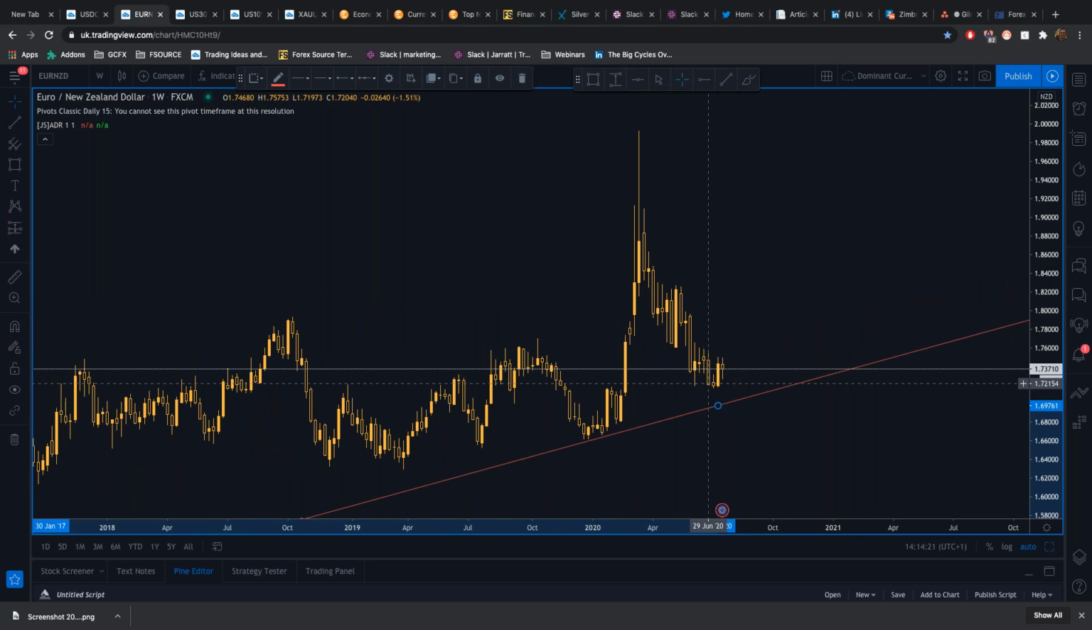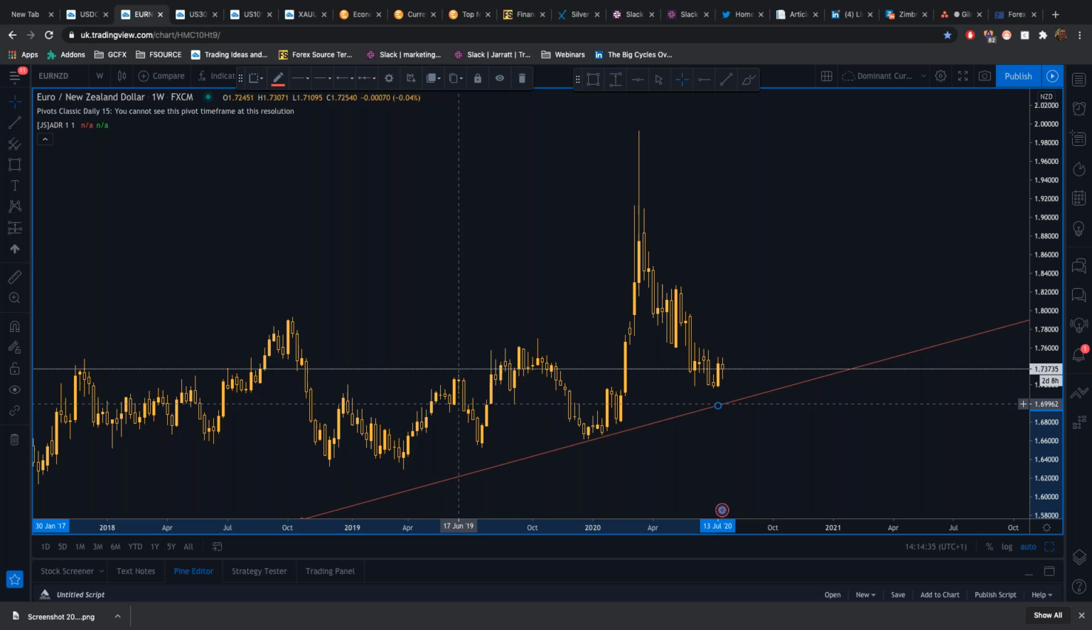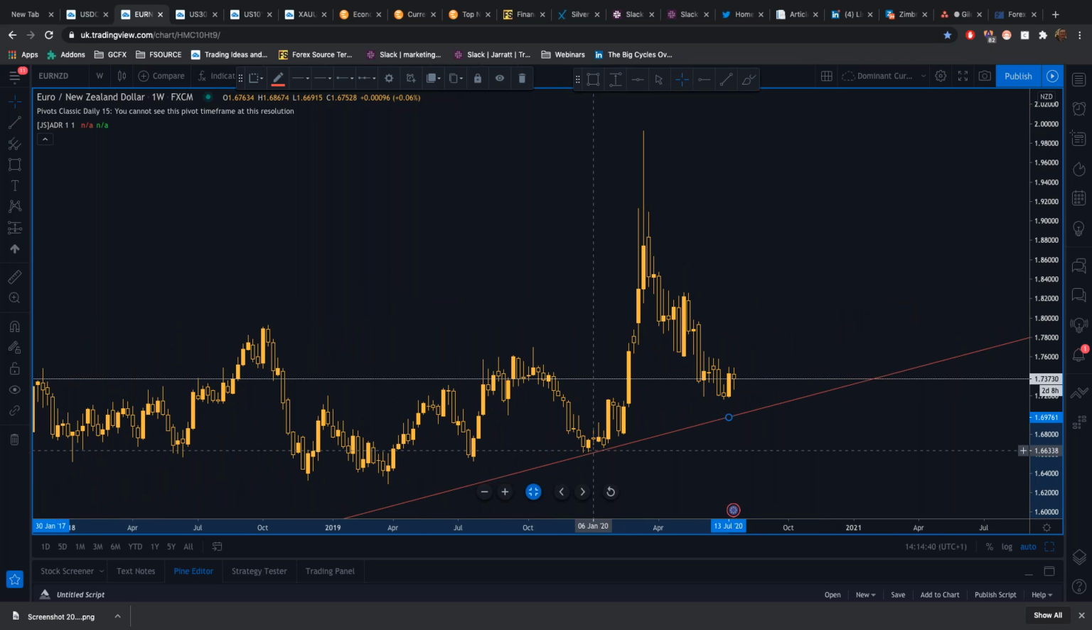Looking at the New Zealand dollar, we do have New Zealand dollar strength at the moment as well. You can see, looking at the New Zealand US dollar, you can see strength coming into that market of the high beta currencies. So at the moment, my bias for this currency pair is neutral, because we have reasons for euro strength and reasons for New Zealand dollar strength.